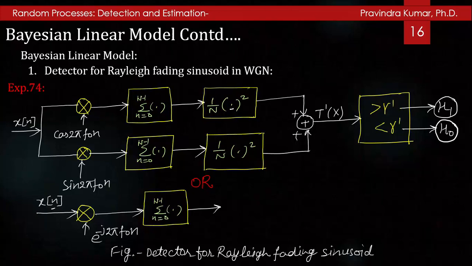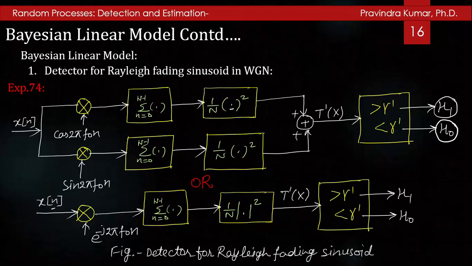Then take the summation of this from n equals 0 to n minus 1, then take the square of this and we will get T'(x), and compare this T'(x) with the threshold value, and we can get the hypothesis H1 or hypothesis H0 based on the value of the test statistic. If it exceeds the threshold value, then we will decide H1, and if less than, then we will decide H0.